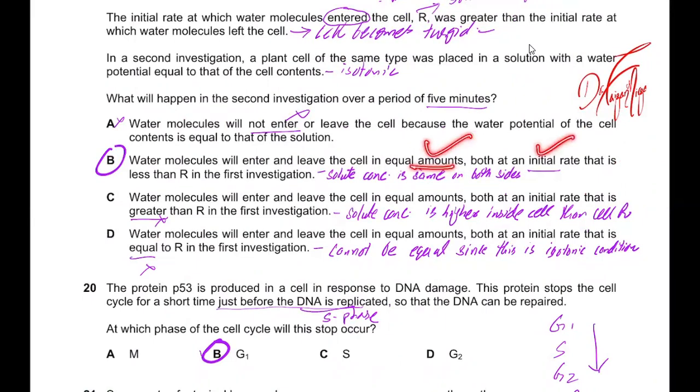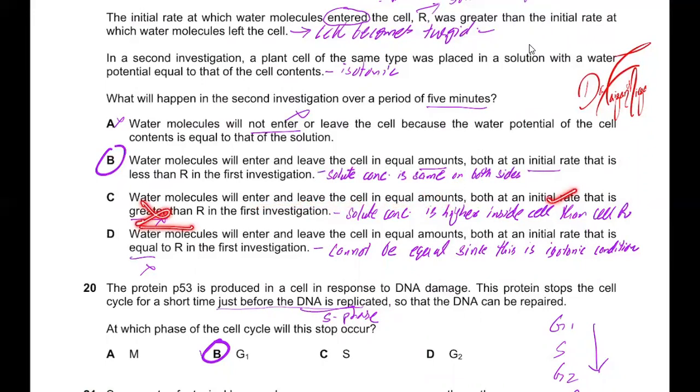Water molecules will enter and leave the cell in equal amounts, both at an initial rate that is less than R in the first investigation. Exactly, because in the initial investigation R, there was a lot of solute inside the cell pulling water, but here the solute concentration is equal on both sides. So the number of solute particles pulling water inside the cell is the same as the number pulling the water outside. So yeah, the rate would be the same. Water molecules will enter and leave the cell in equal amounts. This is correct.